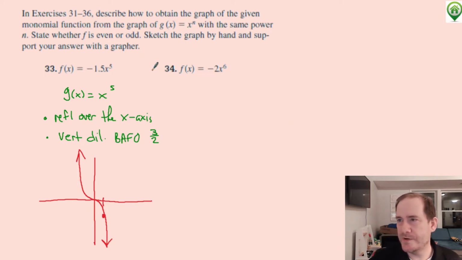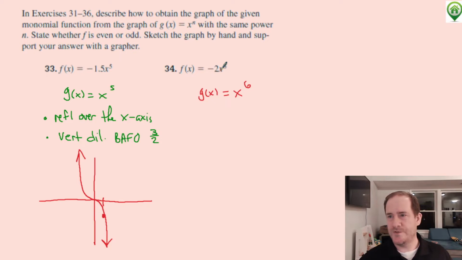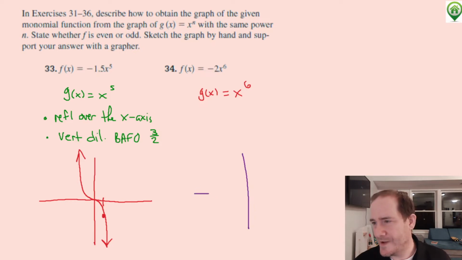Okay, next one, we are going to go ahead and let g of x be x to the 6th. And again, we see two transformations. We're reflected over the x-axis and we're vertically dilated by a factor of 2. I am not going to write all that out. It's basically the same as we did for 33. So our graph, is that meaningfully different?